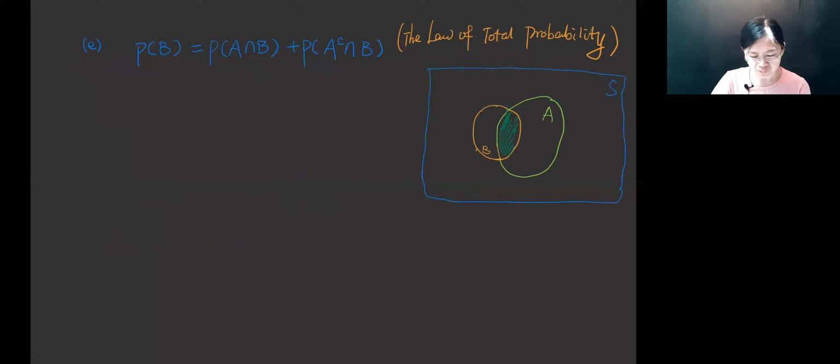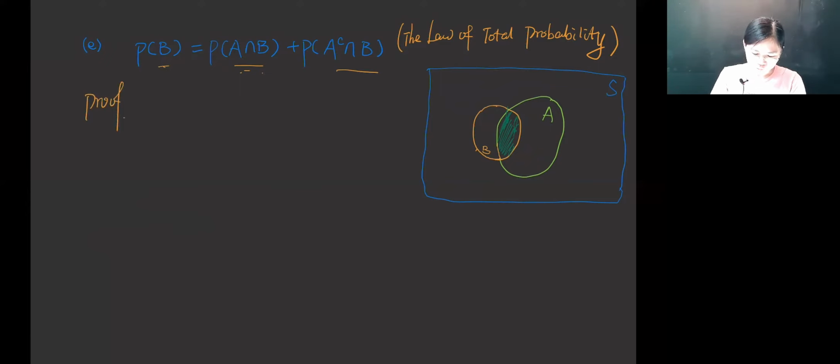The fifth consequence is what we call the law of total probability. It also involves two sets, A and B. It says that the probability of the set B can be written as the sum of two probabilities: the sum of the probability of A intersect B and the probability of A complement intersect B. Why so? We can have a look at the Venn diagram.